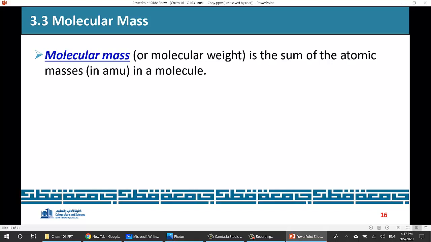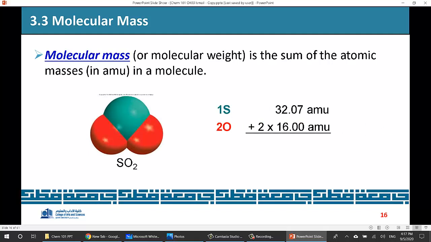Now we need to talk about something called the molecular mass, or basically the molar mass. The molecular mass basically is the sum of the atomic masses in AMU in a molecule. So for an atom, for an element, the atomic mass will equal the molar mass. But for a molecule, you need to do some mathematics to do that.